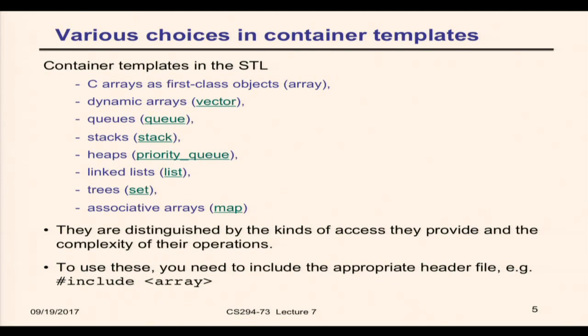These things are different containers that are distinguished by the kinds of access they provide and the complexity of their operations. To use these, you're going to have to include the appropriate header files. So, for example, include angle bracket array angle bracket. That's looking for a system header file, a C++ system header file.